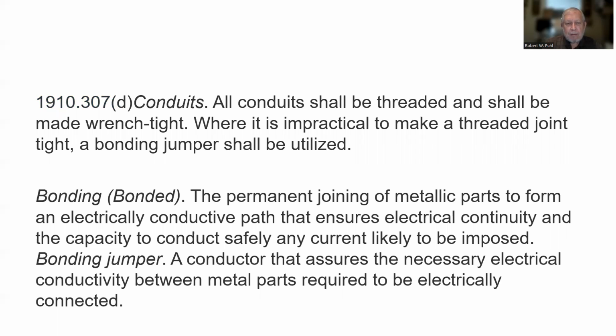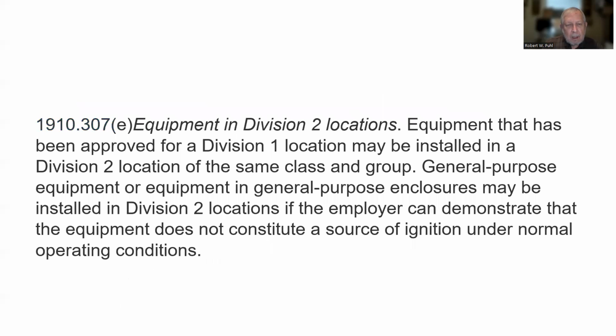Bonding, and this is out of 399. Bonding is the permanent joining of metallic parts to form an electrically conductive path that ensures electric continuity and the capacity to conduct safely any current likely to be imposed. A bonding jumper is a conductor that assures the necessary electrical conductivity between metal parts required to be electrically connected. So, that is bonding.